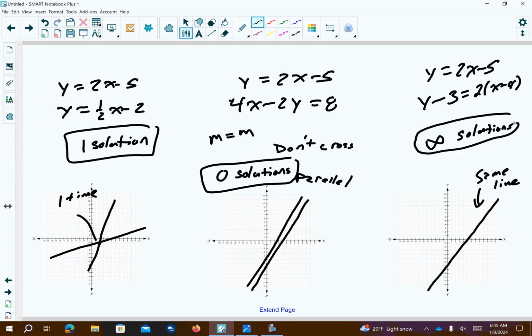Okay, so let's review. If the lines cross, one solution. If the lines are parallel, no solutions. And if you get the same line, you get infinite solutions.